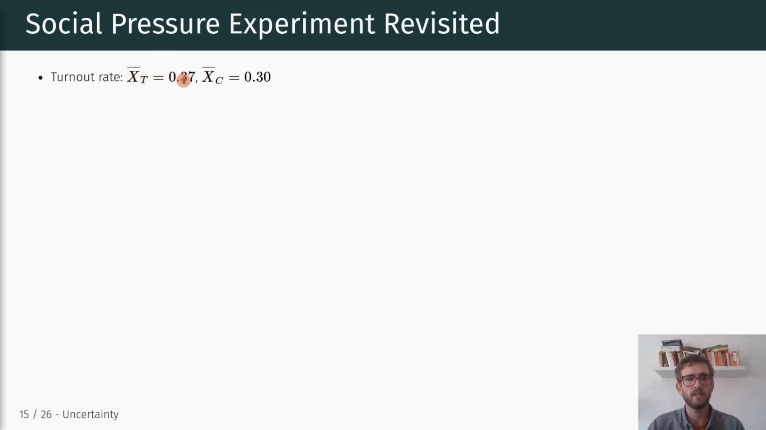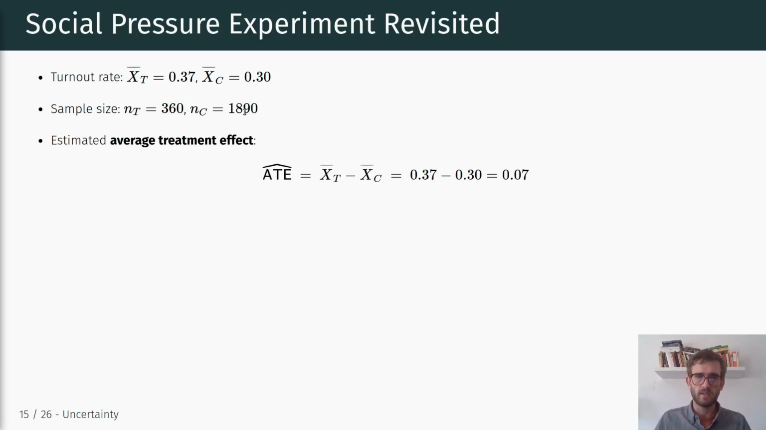The turnout rate in the social pressure treatment group was around 37%, and in the control group was around 30%. The sample sizes in the treatment group and in the control group were 360 and 1,890 respectively. And this is all revisiting what we talked about in the past.